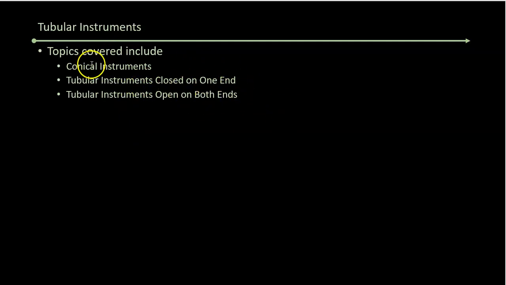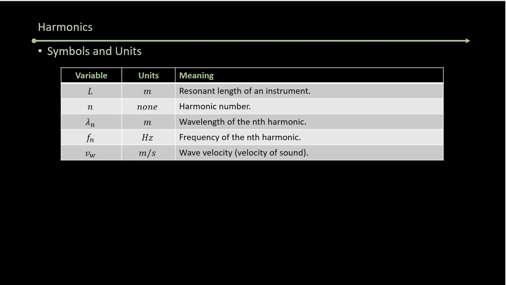But we're going to talk about conical instruments because reality is trumpets, trombones, saxophones fall under conical instruments, not tubular instruments closed on one end. So we're kind of adding a little bit to what we were doing. The math in this section is pretty straightforward, just a matter of applying what you know already, adding in conical instruments, and moving on from there.